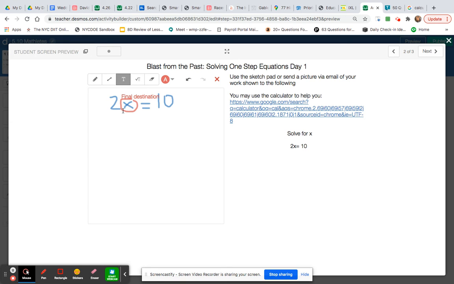So in order to undo that times 2, I have to do the inverse operation or the opposite operation of multiplying by 2. The opposite operation of multiplying by 2 is dividing by 2. So what I'm going to do is divide both sides by 2. Whatever I do to one side of my equation, I have to do to the other side of my equation.